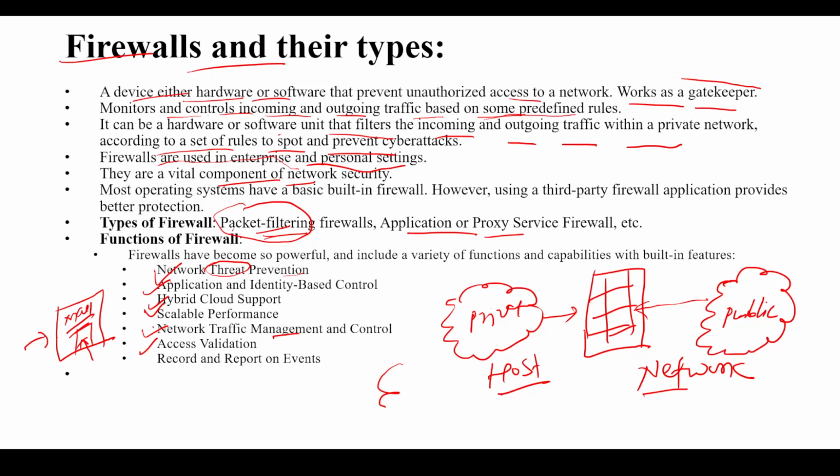Basically, the packet filtering firewall works with the physical layer, then the data link layer. Sorry, it is working with the network layer, and it is also working with the transport layer. In the transport layer, the packet filtering firewall tries to check and control the source addresses.